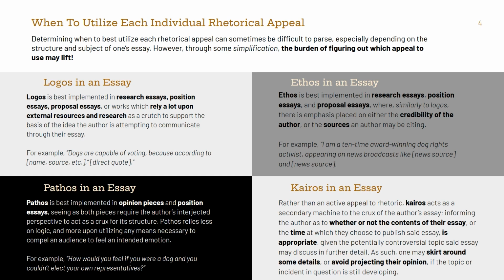Pathos is best implemented in opinion pieces and position essays, seeing as both pieces require the author's interjected perspective to act as a crux for its structure. Pathos relies less on logic and more upon utilizing any means necessary to compel an audience to feel an intended emotion. For example, how would you feel if you were a dog and you couldn't elect your own representatives?